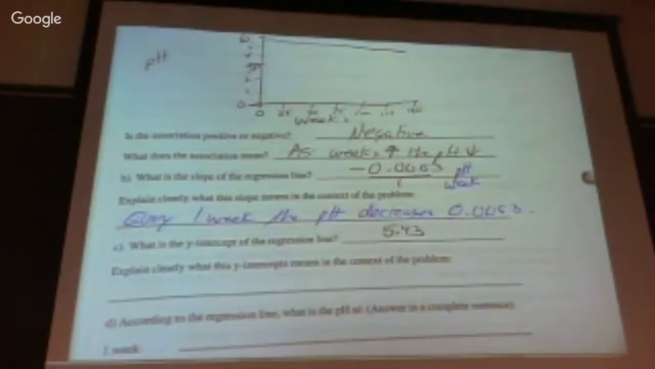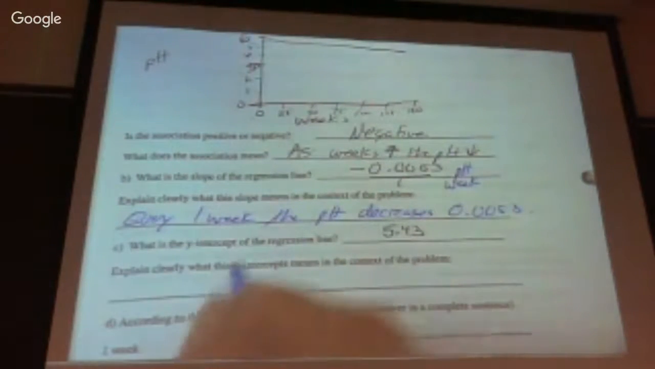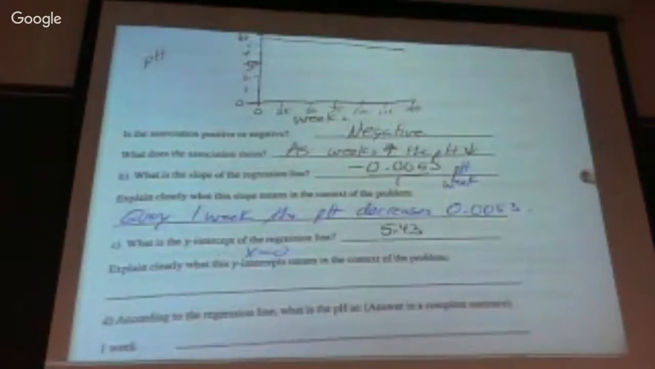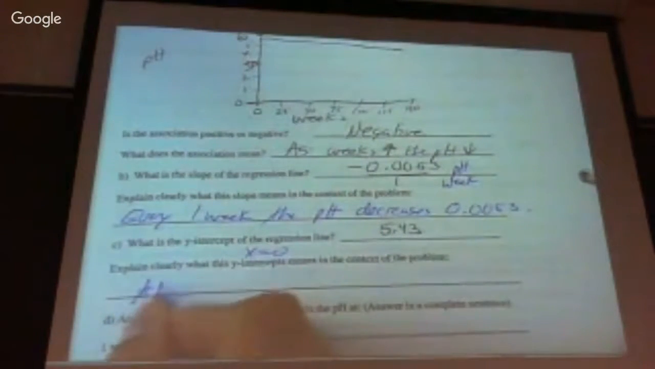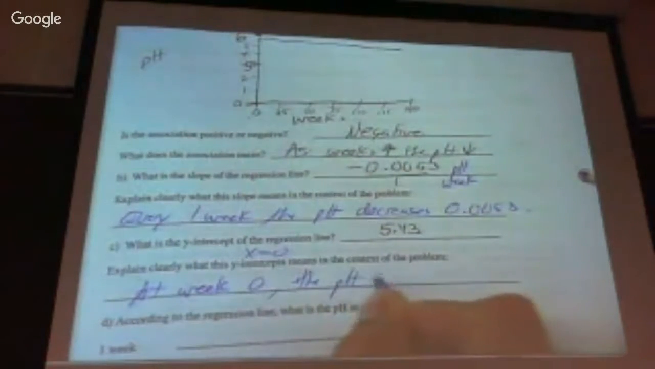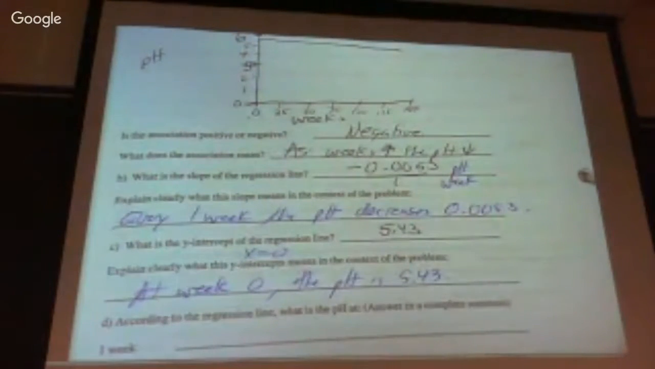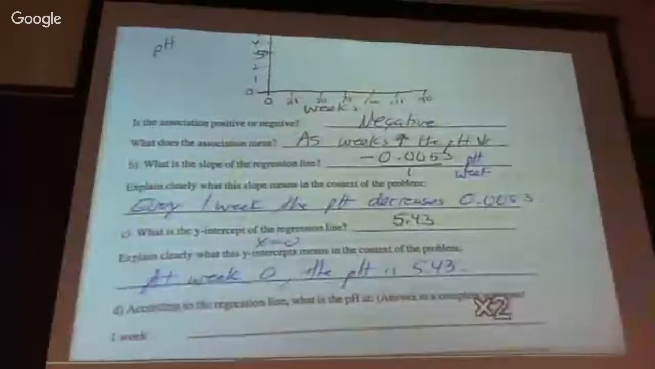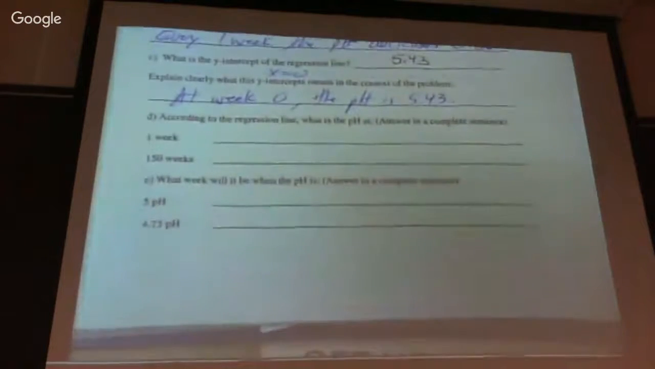How do you explain a y-intercept? When x is 0. What's x? Weeks. So at week 0, the pH is 5.43. So bottom line, when we started the study of the wilderness, measuring the acid rain, it started at 5.43, and what happened to the pH? Every week it went down 0.0053. Everything has a meaning. Are we okay?